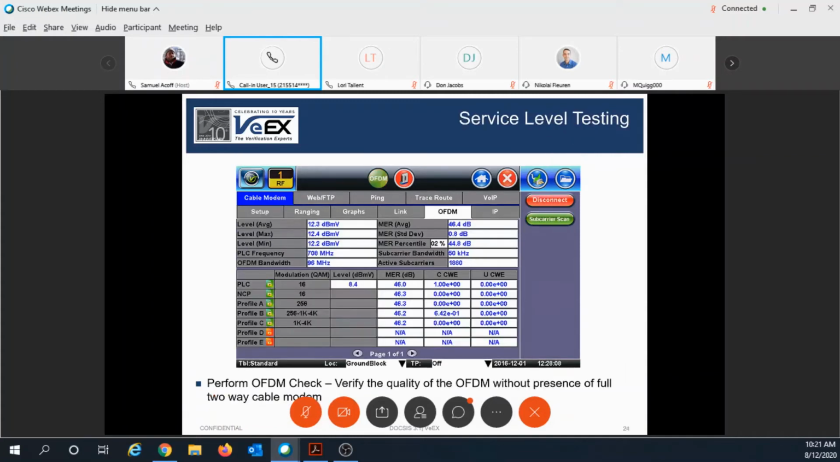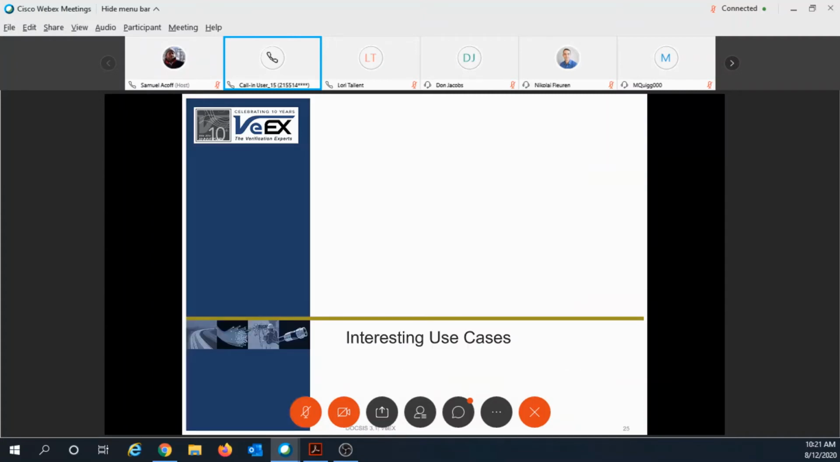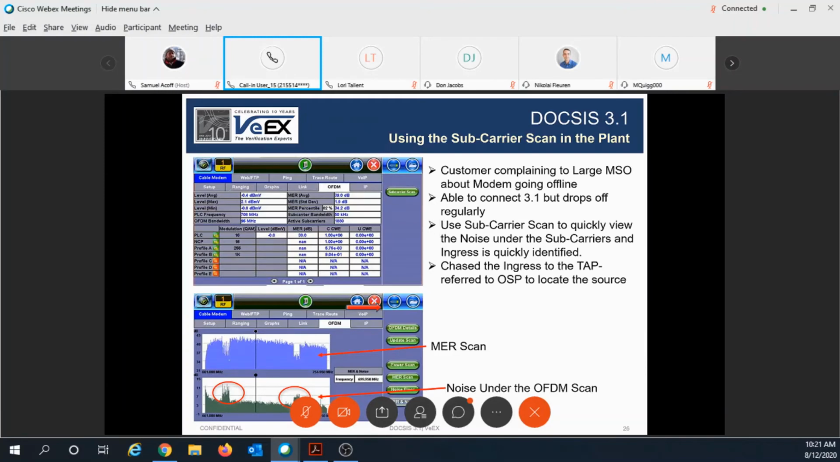Service level testing, again, the OFDM gives you access to everything that the full modem does, but it's just going to be forward. The use cases, like I said earlier, are the most interesting part for technicians because you see some real world stuff. We have piles and piles of instances where we work with customers that we're trying to help troubleshoot their plant, their head ends, and figuring out why the OFDM is not working.